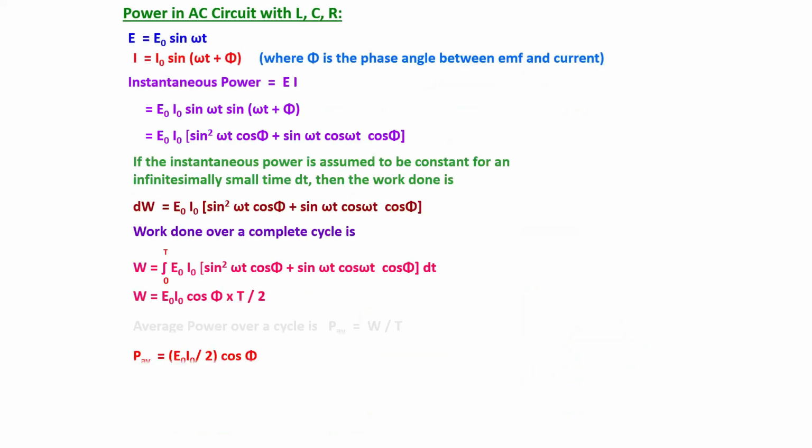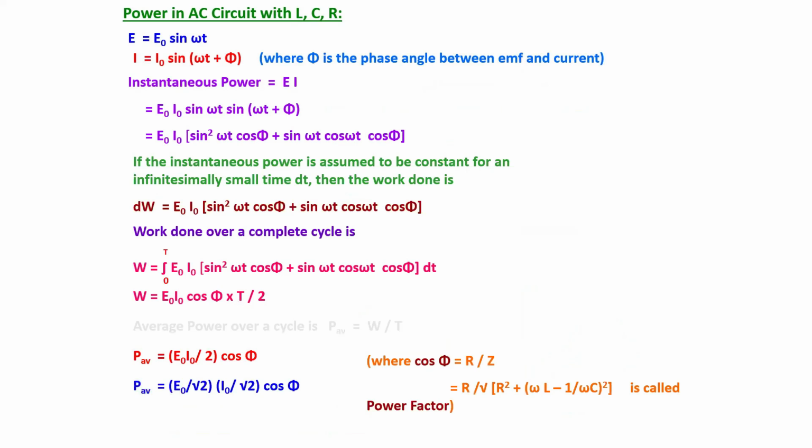Now, what will happen to the value of power? It's known that if the instantaneous power is assumed to be constant for an infinitely small time, then the work done will be equal to E naught I naught cos phi times T over 2. So here the average power can be written as E rms times I rms times cos phi. So here cos phi is representing the ratio of resistance to the impedance. So this is also called the power factor.